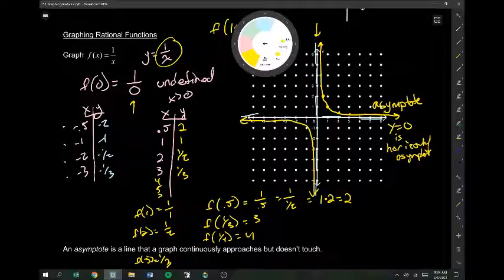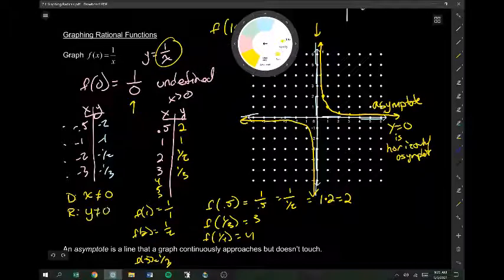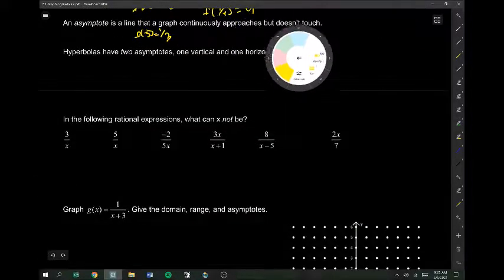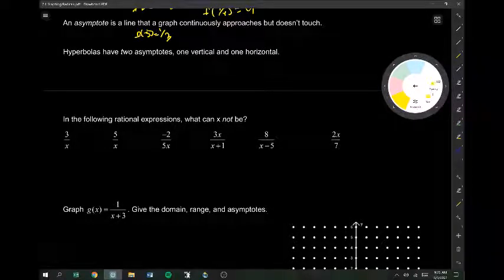Is the graph, the blue stuff is showing what the graph can't be. This graph has a domain of everything except 0. The x values can be everything except for 0. And this graph has a range of everything except 0. Okay. Asymptotes are lines that a graph continuously approaches but never touches, and hyperbolas have two asymptotes, one that goes up and down and one that goes side to side.